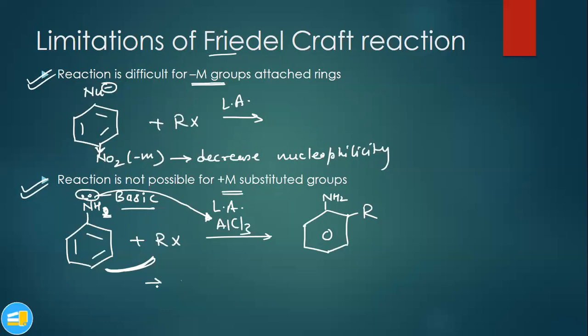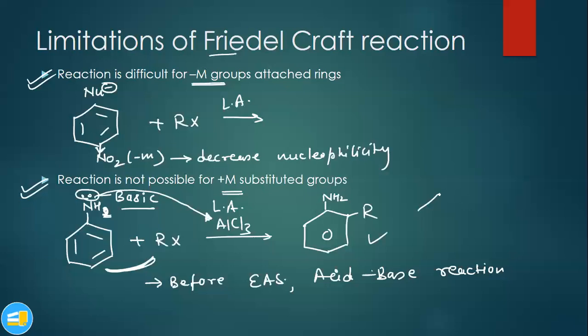So you can say that before EAS, electrophilic aromatic substitution, an acid-base reaction will take place, and that will nullify the possibility of formation of this product. A different product will be formed as a result of the reaction, not the product which we are expecting.